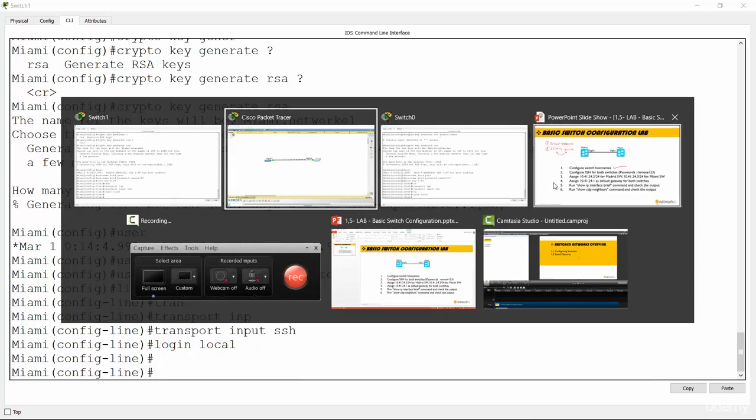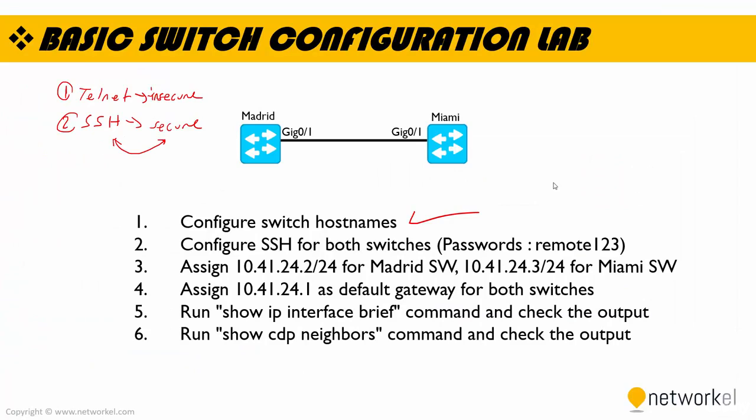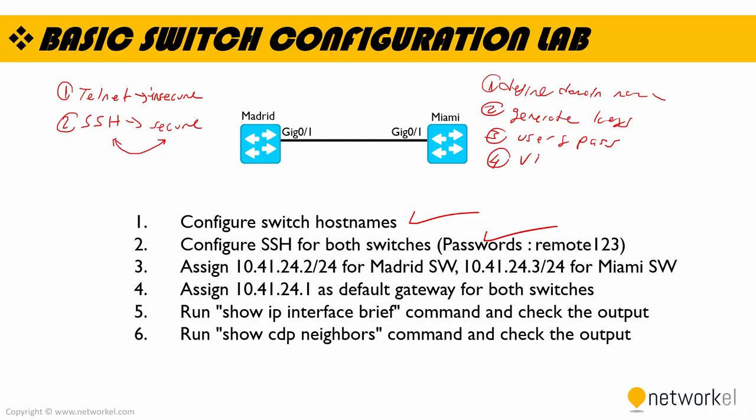That's it. As you can see, configuring SSH is very simple. We just have a few steps that we need to memorize. First, we need to define a domain name. Second, we need to generate our keys. In the third step, we need to define a user and password. And in the fourth step, we need to configure the virtual lines.